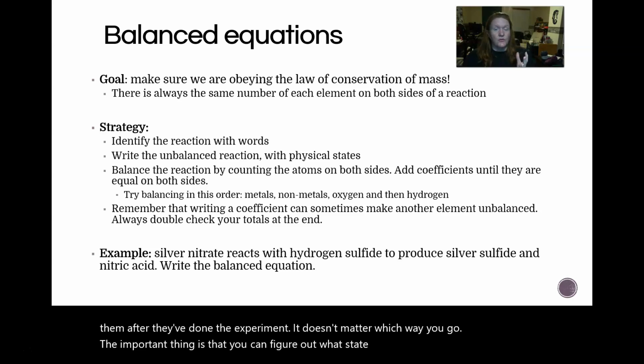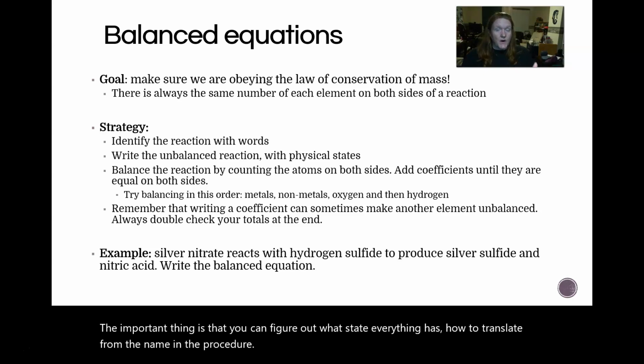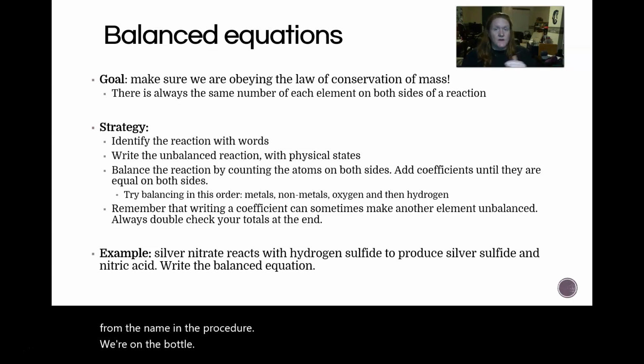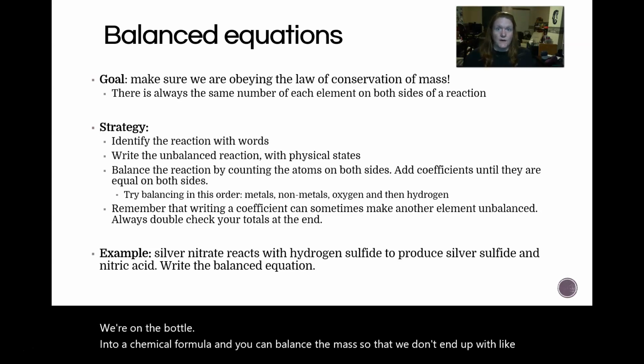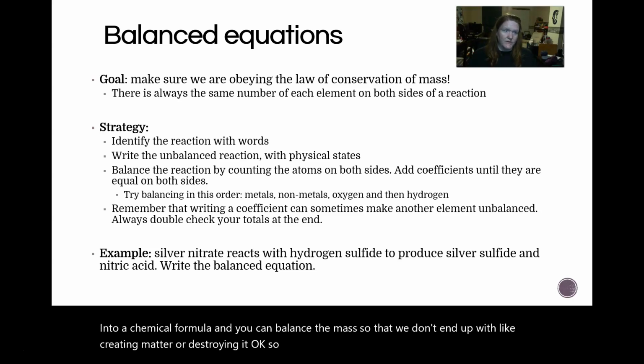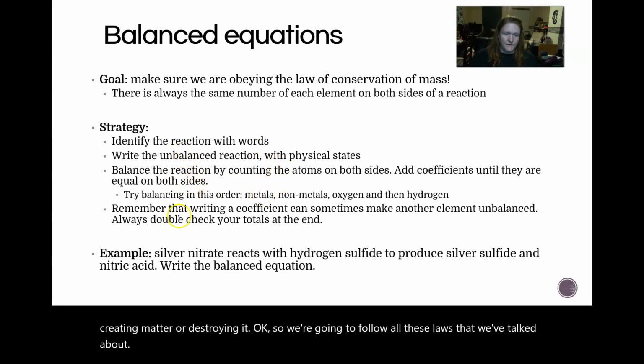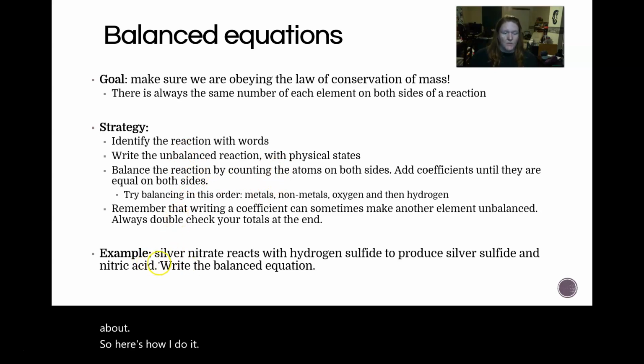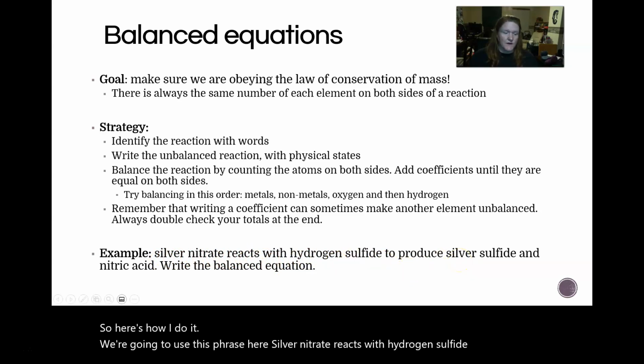You know how to translate from the name in the procedure or on the bottle into a chemical formula, and you can balance the mass so that we don't end up creating matter or destroying it. Okay, so we're going to follow all these laws that we've talked about. So here's how I do it. We're going to use this phrase here: silver nitrate reacts with hydrogen sulfide to produce silver sulfide and nitric acid.